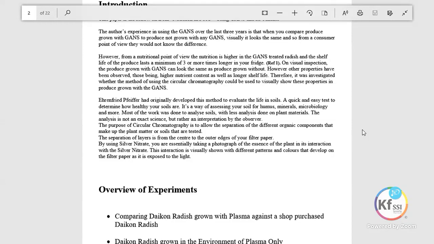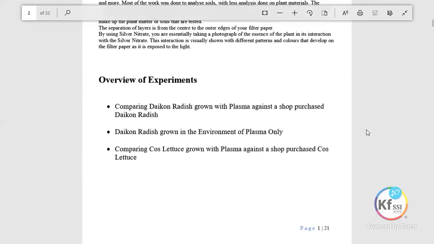The purpose of the chromatography was to allow the separation of the different organic components that make up the plant matter or the soil. It looks at the separation of the layers from the center to the outside on a filter paper, and it's using silver nitrate. So I'll go through the process that we had done.